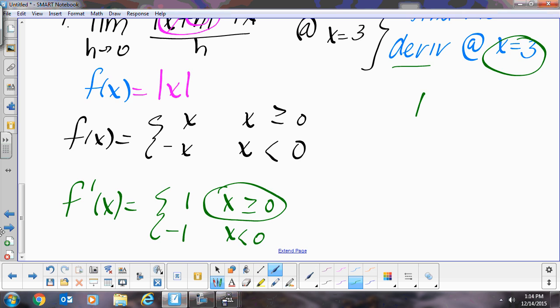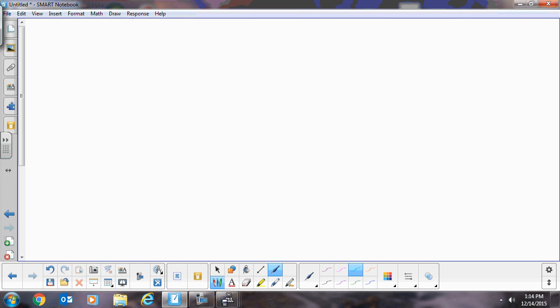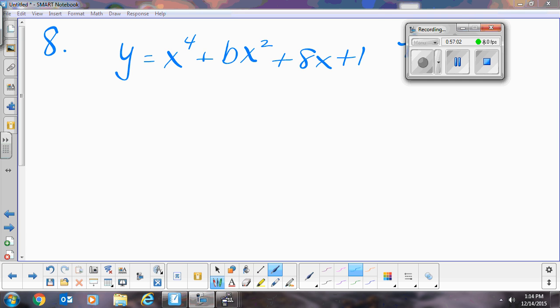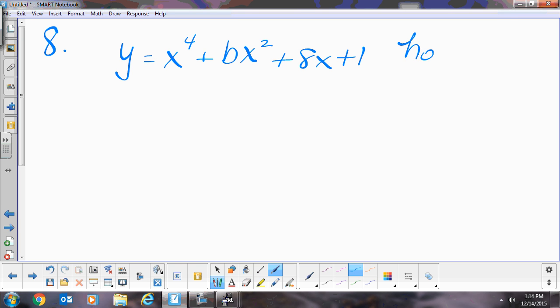Let's go to a new page. All right, 8. This is still 41, number 8. We've got y equals x to the 4th plus bx squared plus 8x plus 1. And it has a horizontal tangent line. What does that mean? It means y prime equals 0 because what's the slope of a horizontal line? 0.